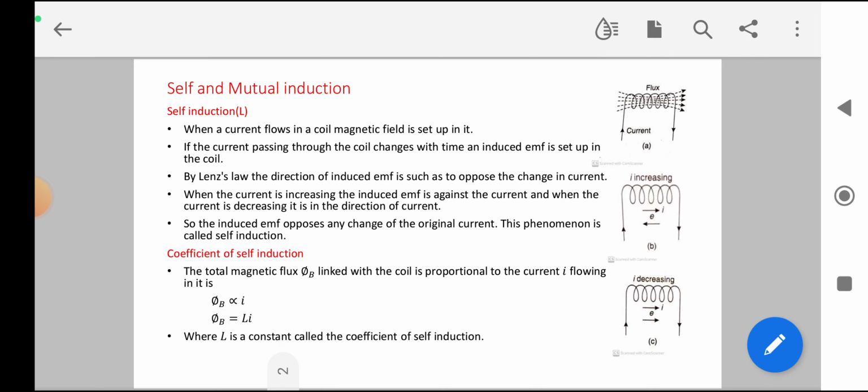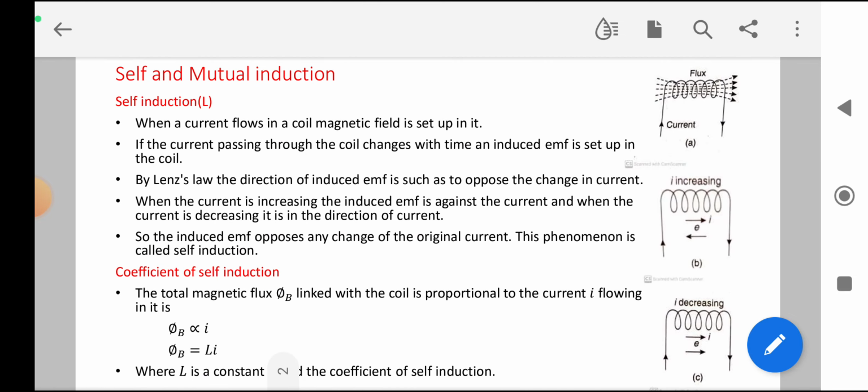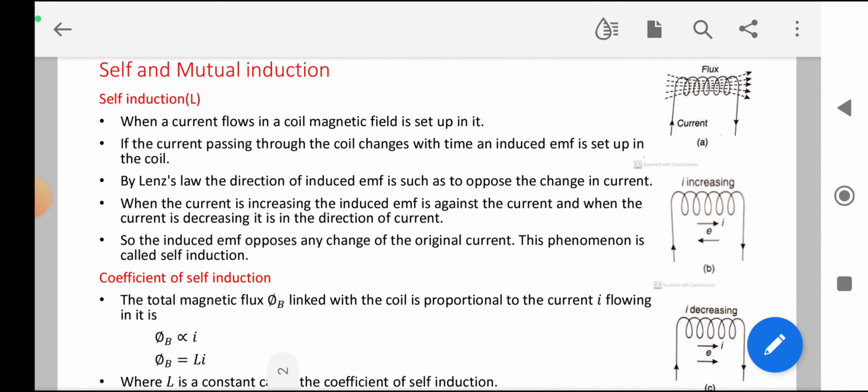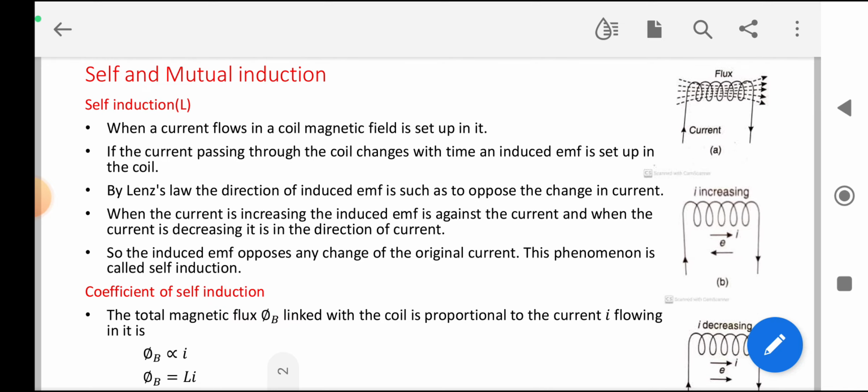Okay, today's topic is self induction and mutual induction. So what is self induction and mutual induction? Let me explain with the diagrams also. I think it is appearing clearly to you.